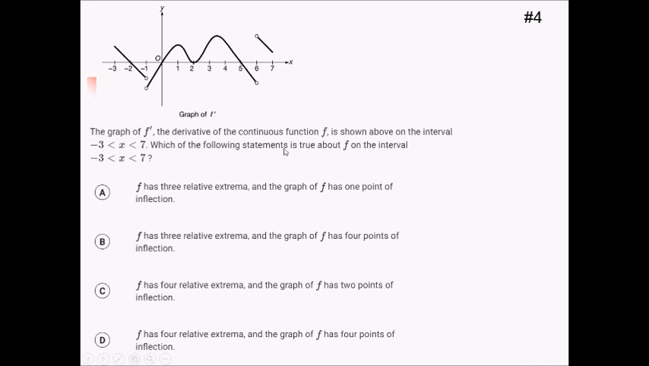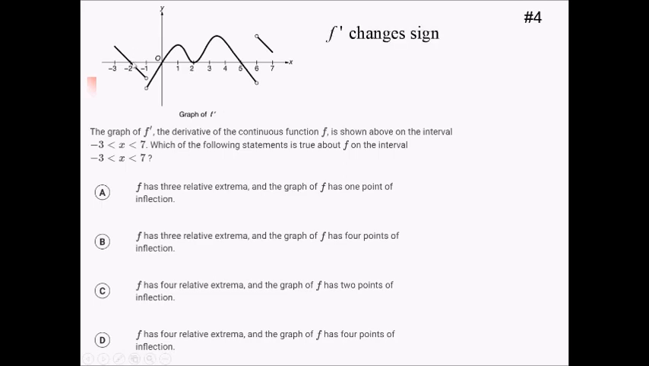On this problem, we have the graph of f prime shown on the interval from -3 to +7, and we want to know what's true about the graph of f in terms of how many relative extrema it has, and also how many points of inflection. That's what all of these different answer choices are getting at. So for the extrema, we're looking for places where f prime is changing sign. So looking at the graph, I've got how many sign changes? Well, let's see. F prime is going to change sign.